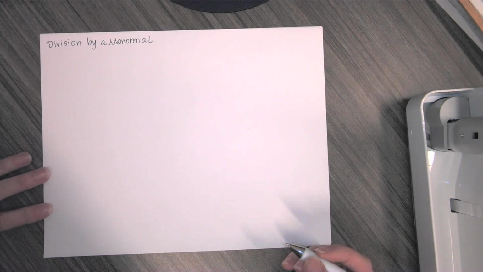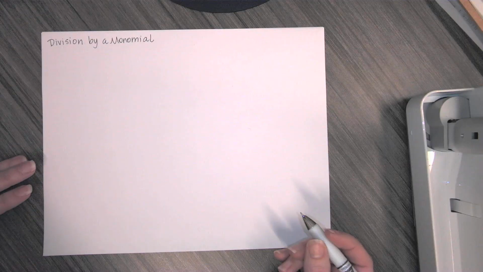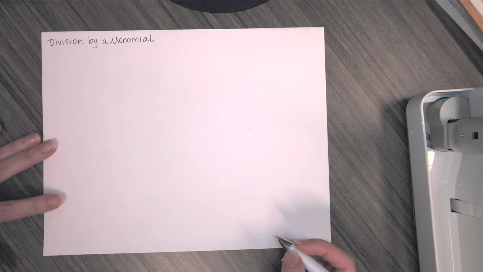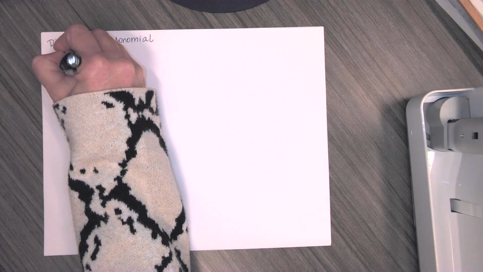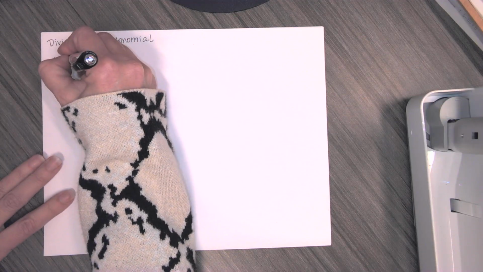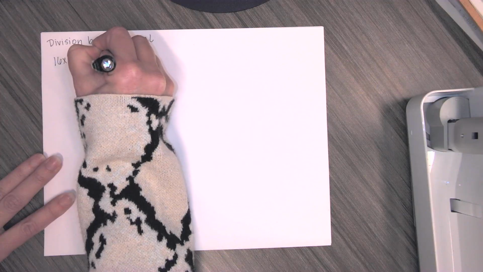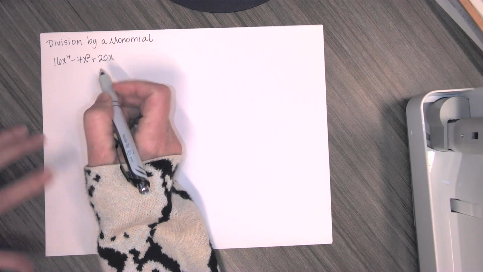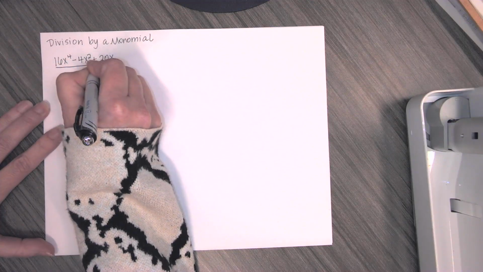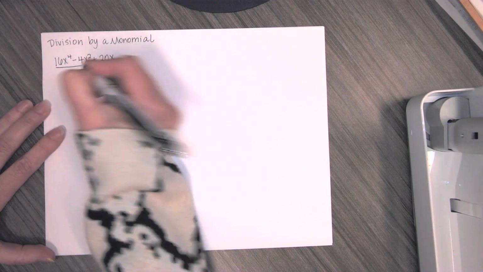This video is going to cover how to divide a polynomial by a monomial. And so we're going to start with a polynomial, 16x to the fourth minus 4x squared plus 20x. In fact, that's a trinomial because it has three terms. And we're trying to divide that polynomial or trinomial by negative 4x.